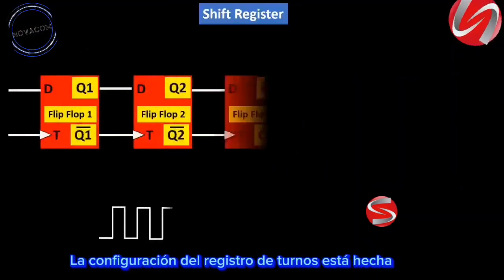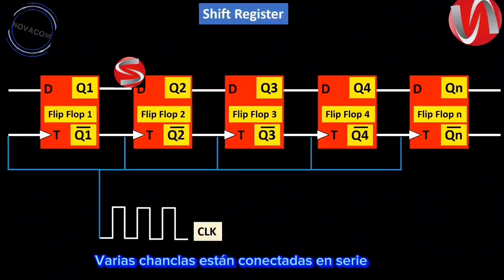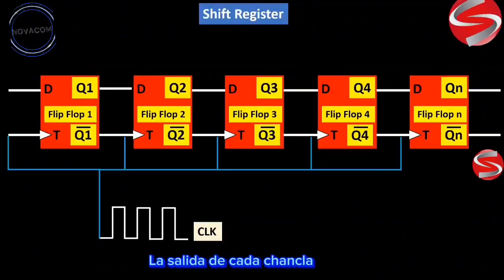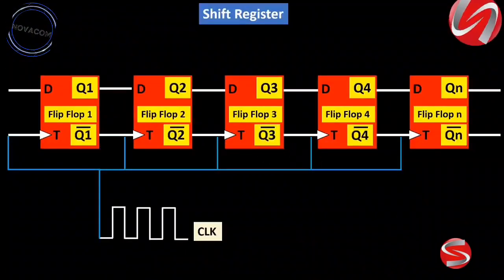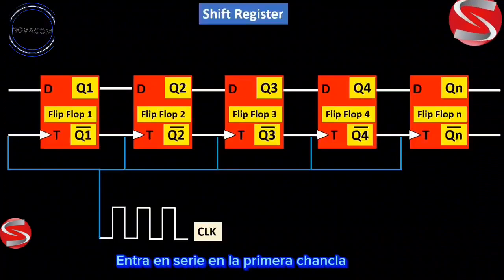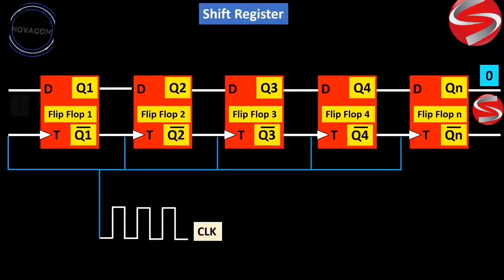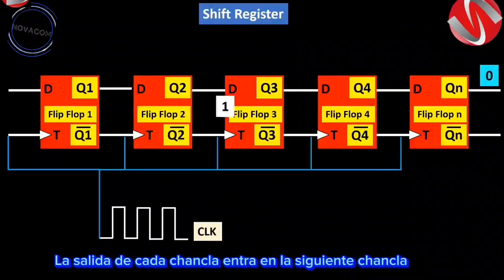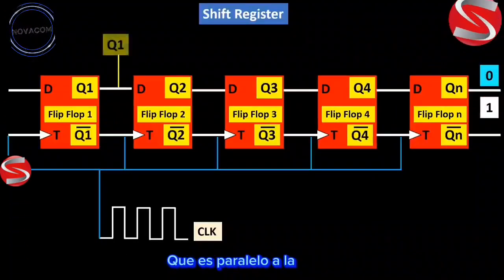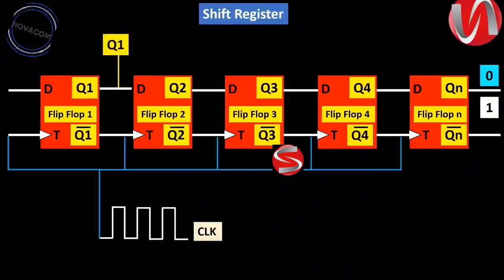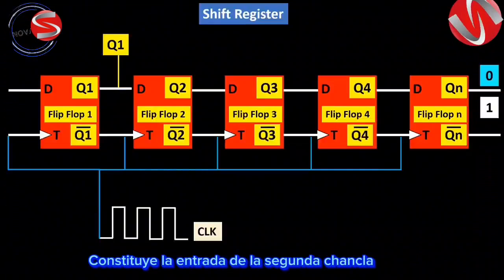The configuration of the shift register is done according to this diagram. Several flip-flops are connected in series. The output of each flip-flop is connected to the input of the next flip-flop. The information or data enters serially into the first flip-flop and leaves serially from the last register. The output of each flip-flop enters the next flip-flop, but the information also takes a second path which is parallel to the outputs of the other registers. Q1 coming from the first flip-flop constitutes the input of the second flip-flop.